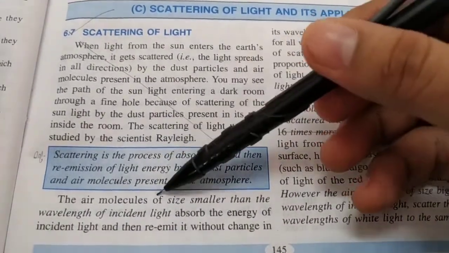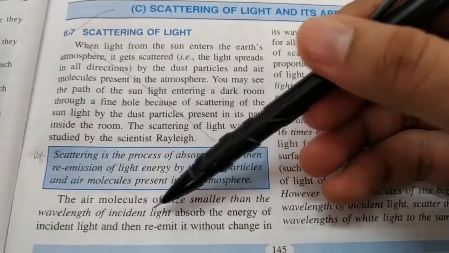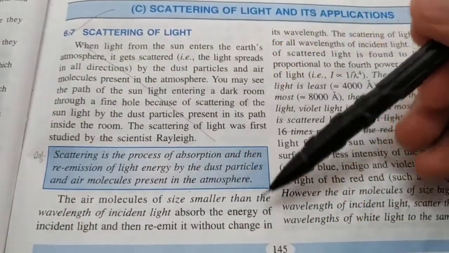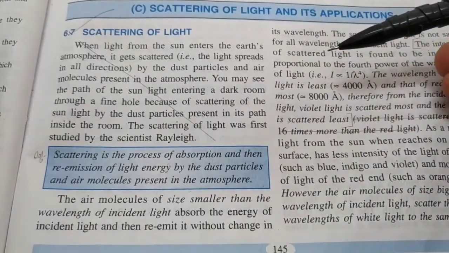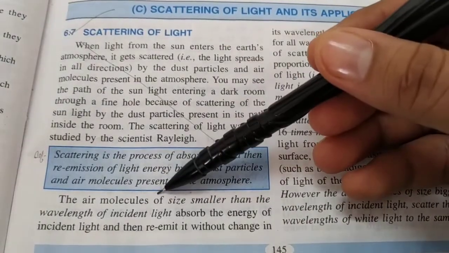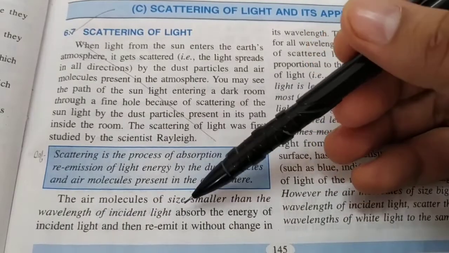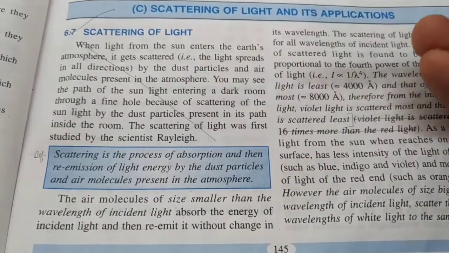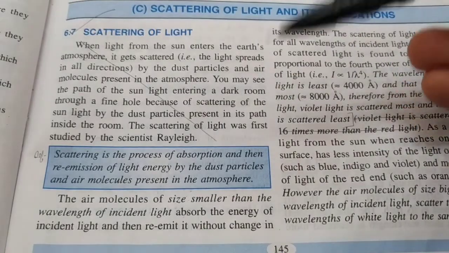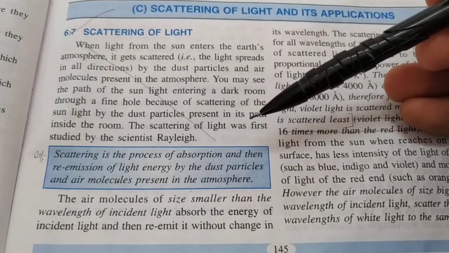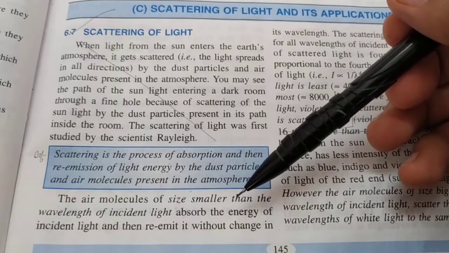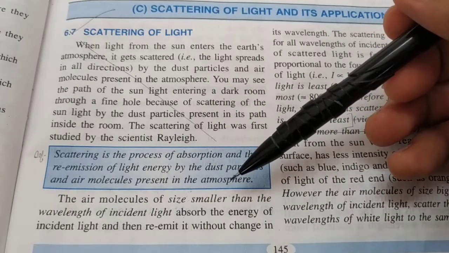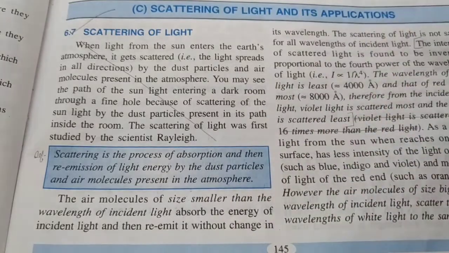The air molecules of size smaller than the wavelength of the incident light absorb the energy of incident light and then re-emit it without change in its wavelength. So if the air molecules or any scattering molecules are very small, smaller than the wavelength of incident light, light can have a wavelength of say 4,000 angstrom or 8,000 angstrom, which is extremely small. But if the air molecules are smaller than that, then they will not discriminate between the various colors or various wavelengths. They will scatter all the wavelengths equally.